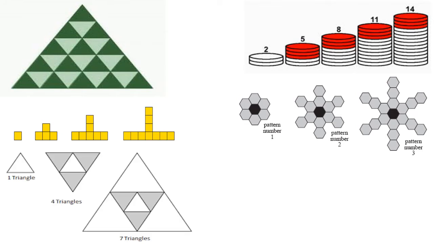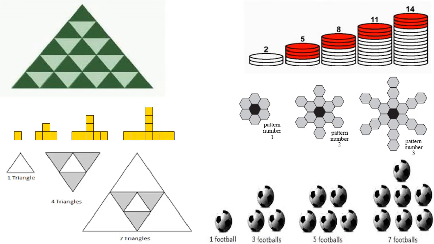Yes, here there is 1 triangle, 4 triangles, 7 triangles, and 1 football, 3 footballs, 5 footballs, 7 footballs. So these are all common examples of arithmetic progression.